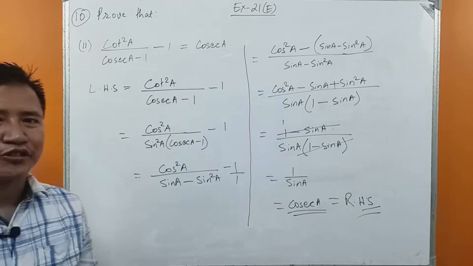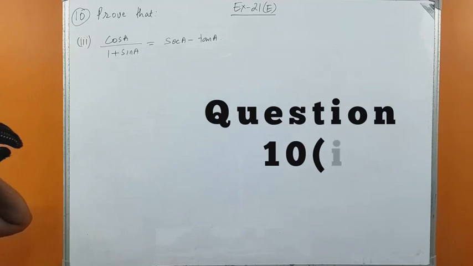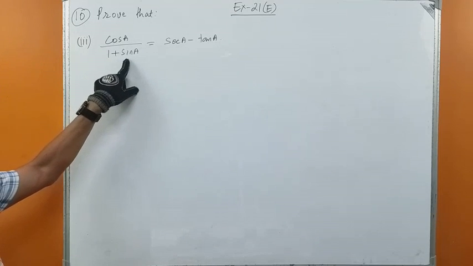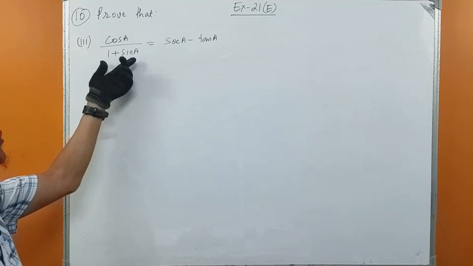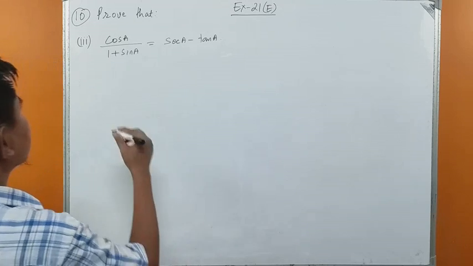So let us do question number 3. Now let us do question number 3 of 10. So we have cos A upon 1 plus sin A on the left hand side, and we are asked to prove this equals sec A minus tan A, isn't it? So let's do this.